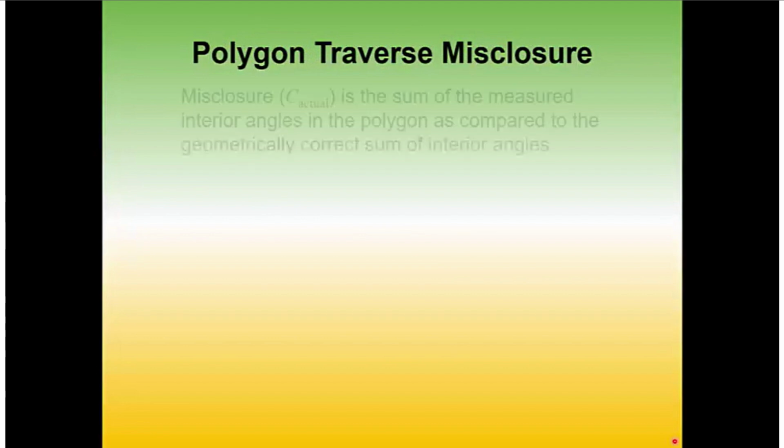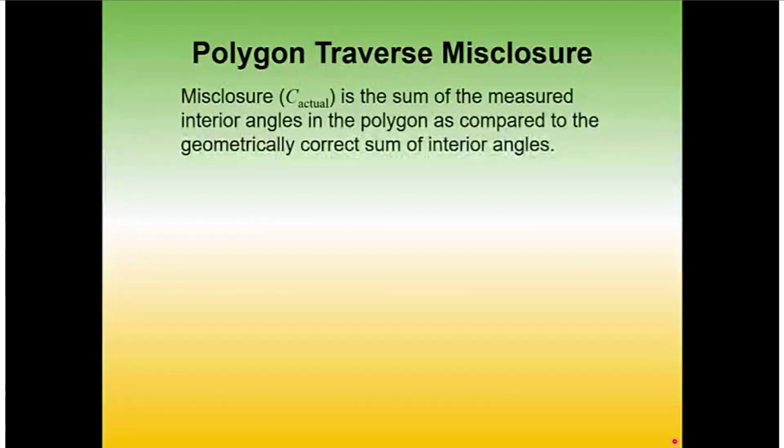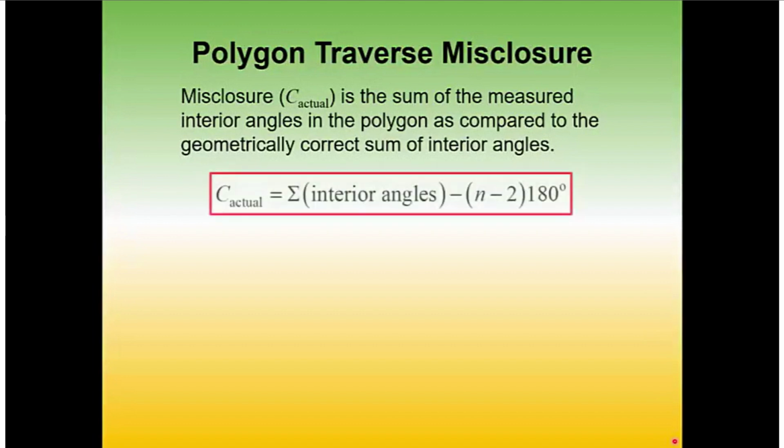Polygon traverse misclosure. The misclosure is the sum of the measured interior angles in the polygon as compared to the geometrically correct sum of interior angles. In equation form, this means that the actual closure is equal to the sum of the interior angles minus the geometrically correct sum of angles in the traverse.